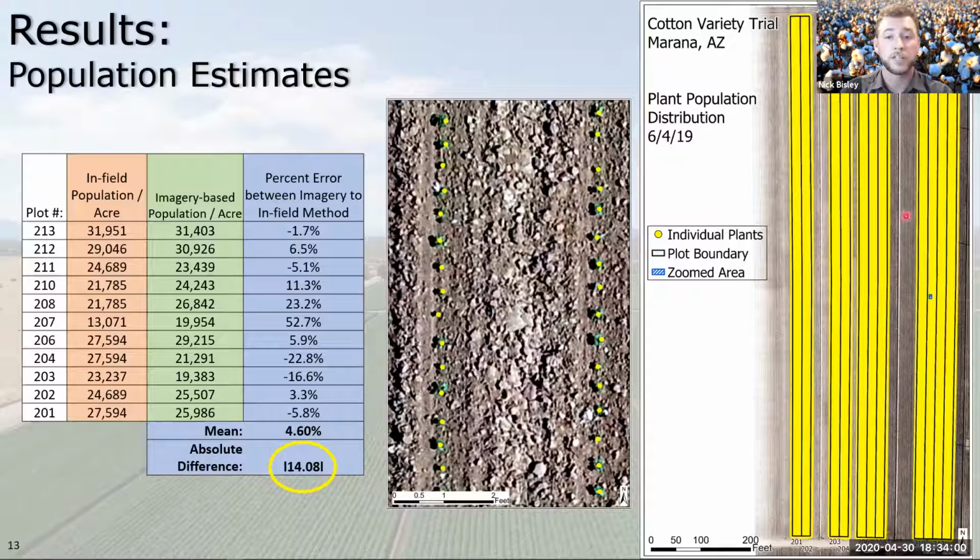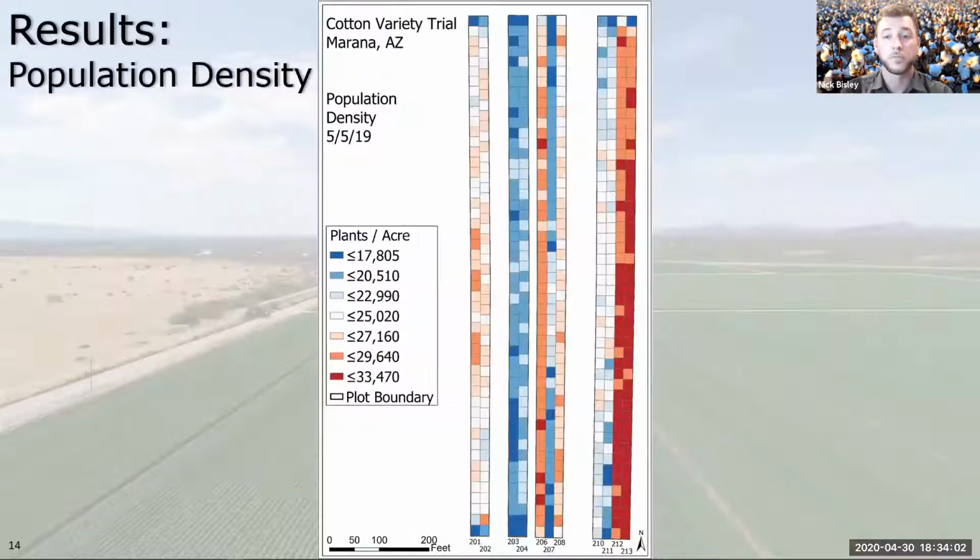So how to make sense of all these little yellow dots? You break it up and you put it into density, right? Each one of these squares represents about 400 square feet within the field. And you can start to see then the population density. So this is plants per acre. You can start to see the differences between the varieties as you look down the field. This is good, but are the lows really low, and are the highs really high?